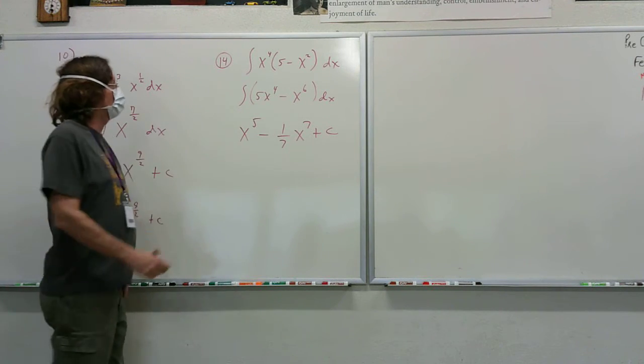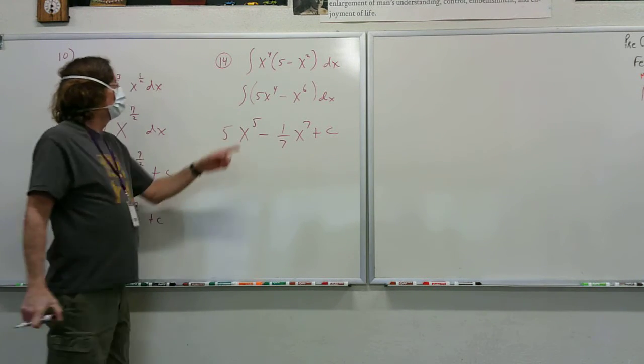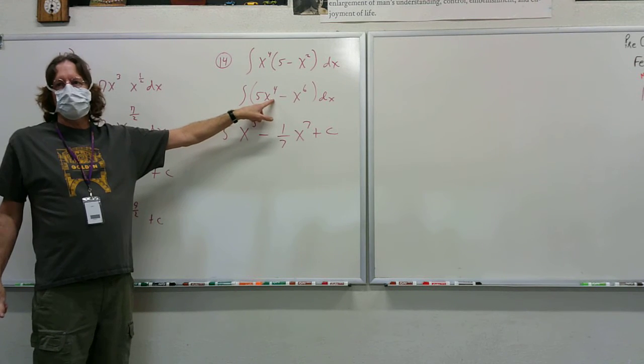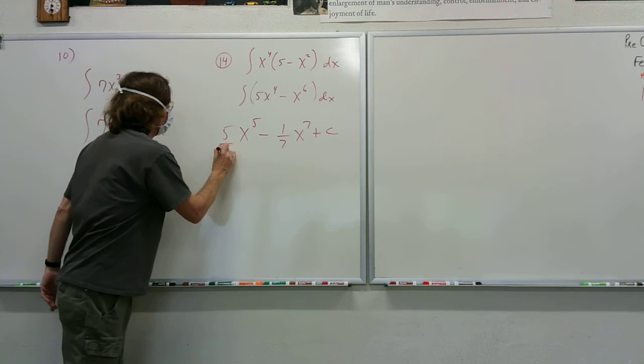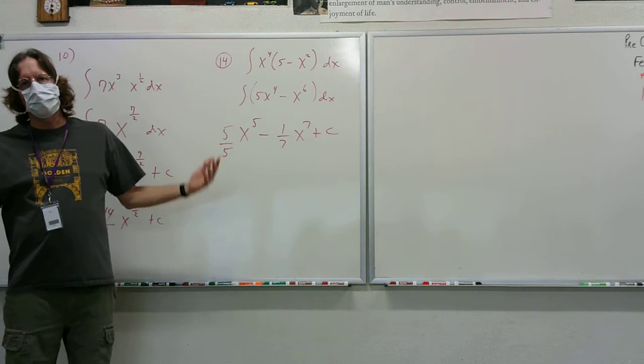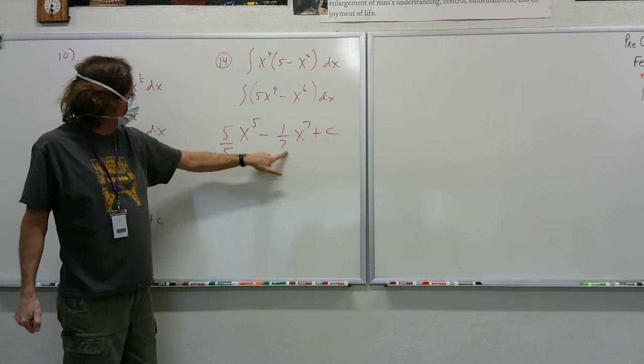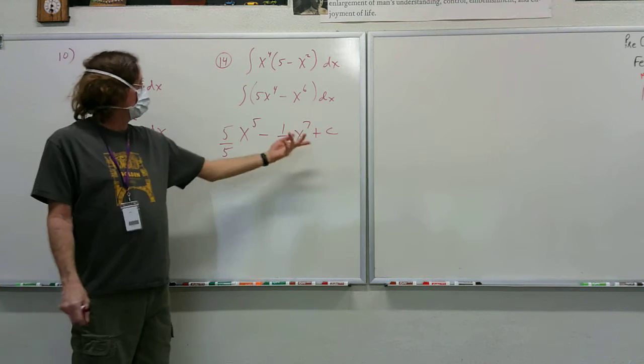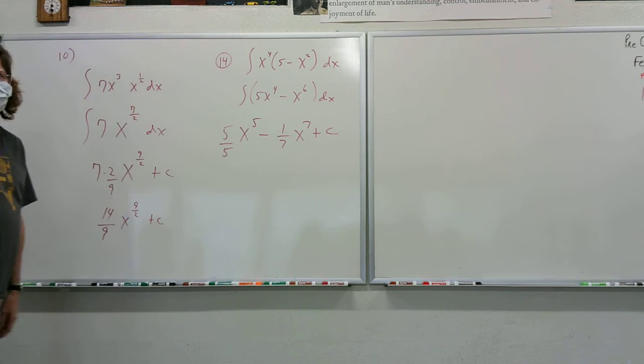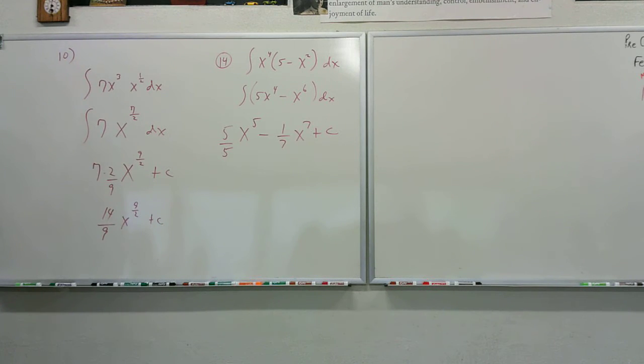Okay, you got the 5. You add 1 to the power, and you put the reciprocal out front. 5 over 5 equals 1. Why wouldn't it be 5 times 5 over 5? Because the reciprocal of 5 is not 5 over 5. What's the reciprocal of 5?